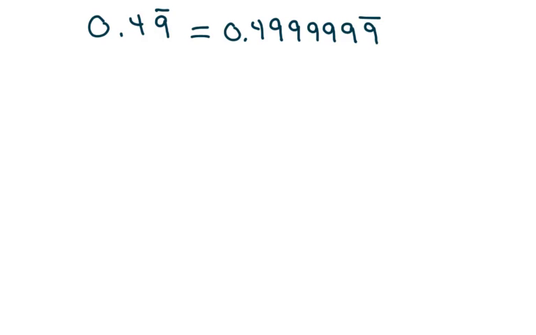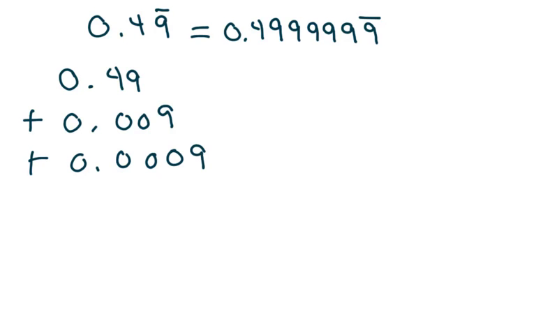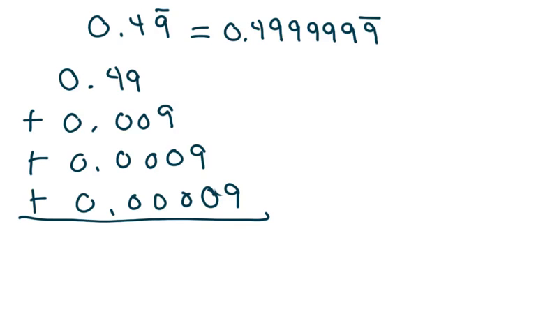We have 0.49, repeating is the 9. And this equals 0.499999, and the 9 continues on and on. Therefore, the way I'm going to write this, if I go vertically, is 0.49 plus 0.009 plus 0.0009 plus 0.00009. Whoops, need another 0. Okay, and when you add all that up, you get this.